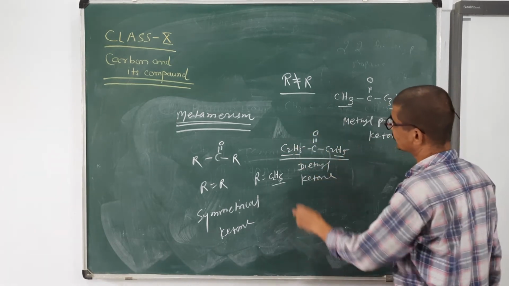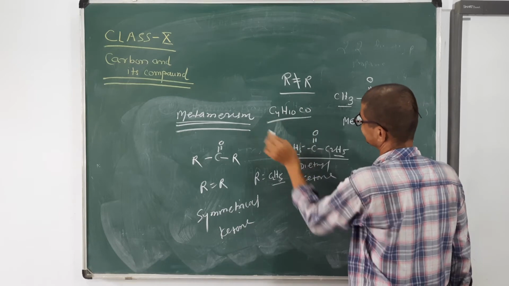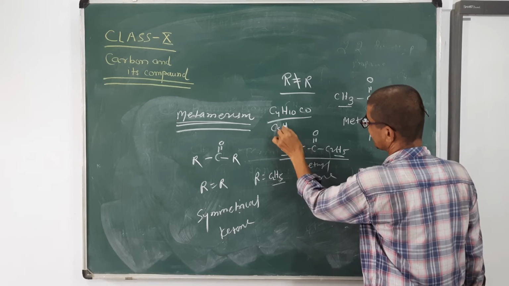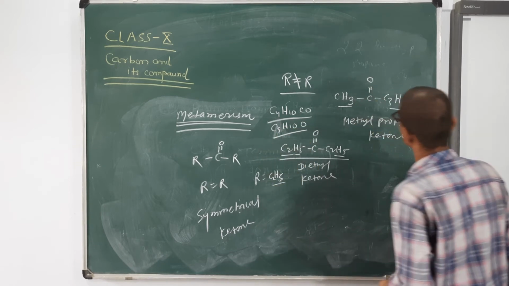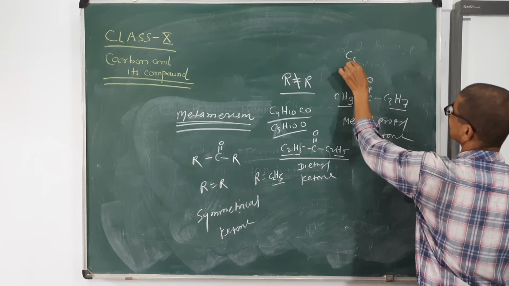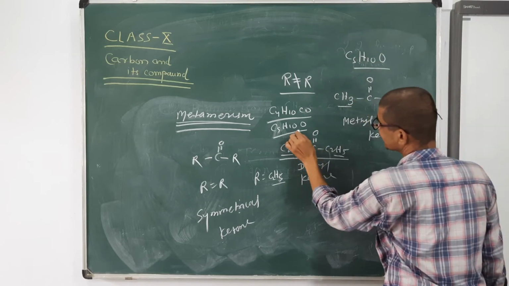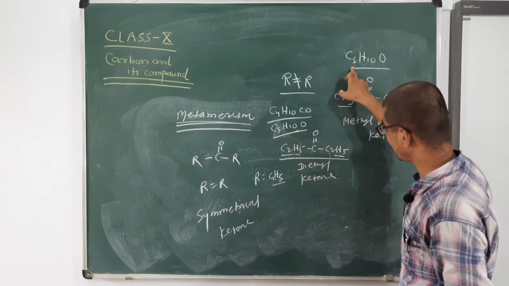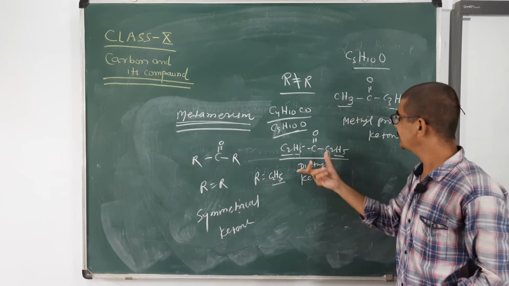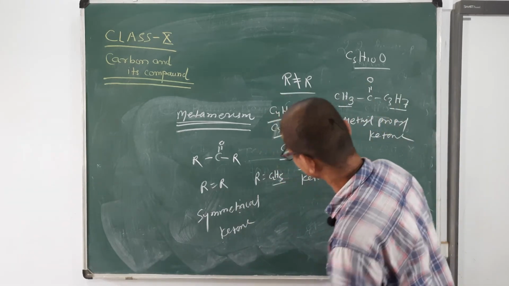Compounds having same molecular formula C5H10O. Other side also C5H10O. So we can see that compounds having the same molecular formula but different alkyl groups attached. They are same but different. So both compounds show metamerism.